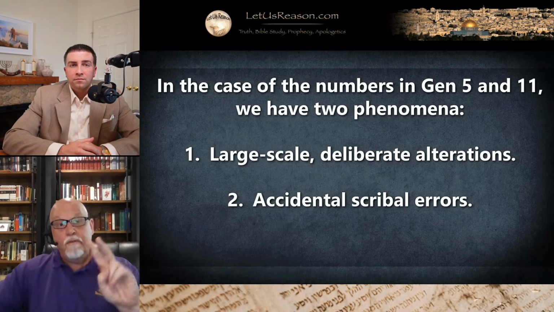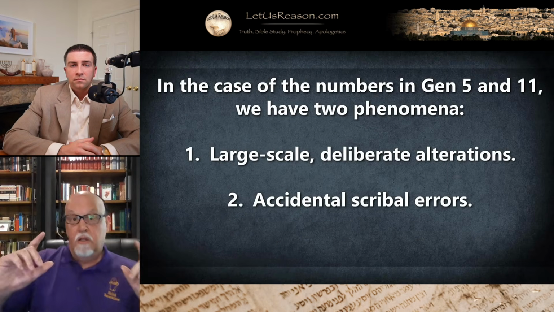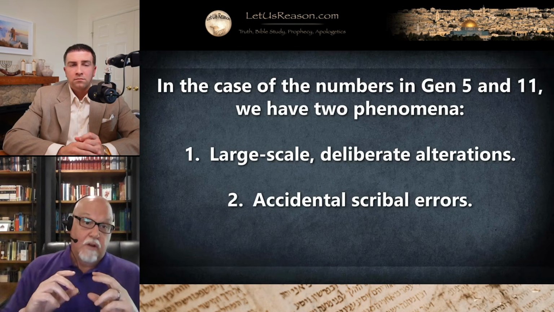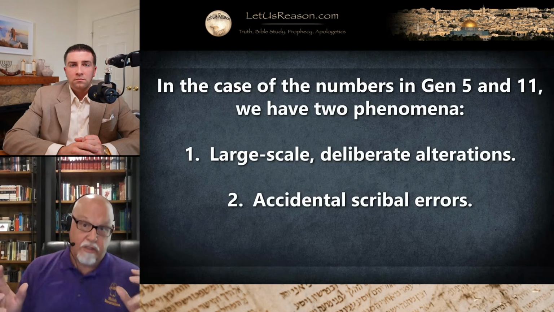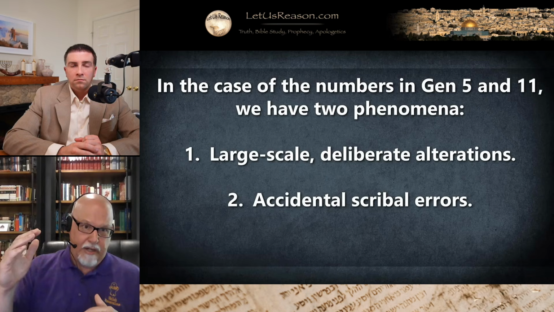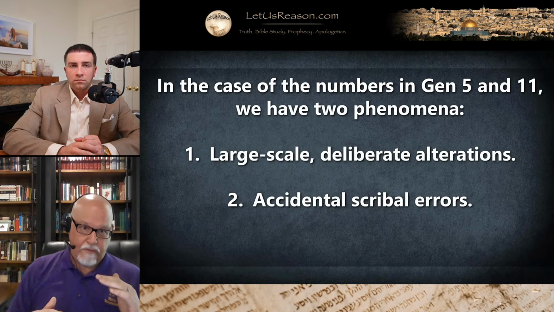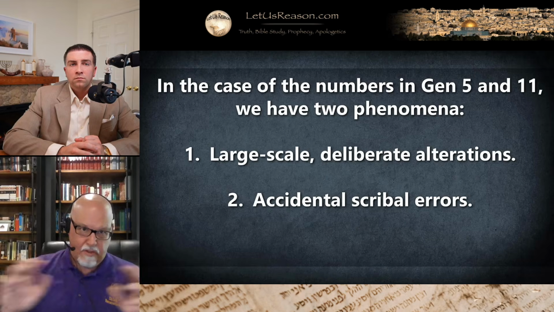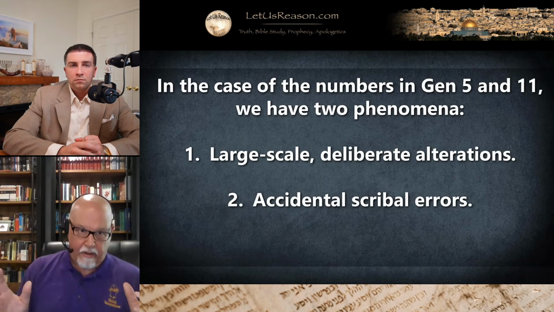So we have two phenomena I want to mention here. In the case of the numbers in Genesis 5 and 11, we have what are clearly large-scale deliberate alterations of the numbers by usually 100 years, and in one case 50 years. There's no question these are deliberate changes. They can't be accidental scribal errors.